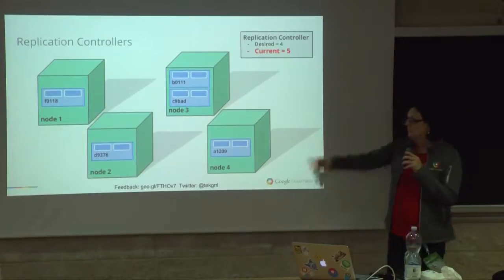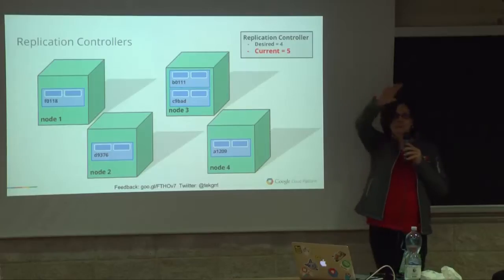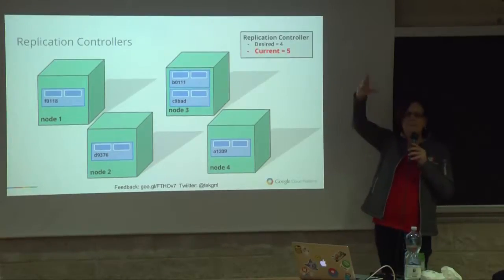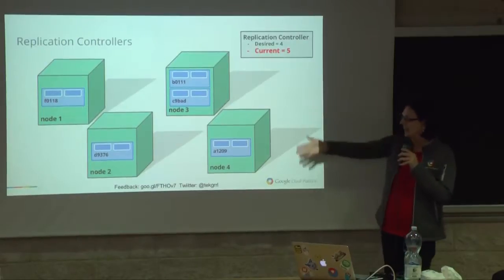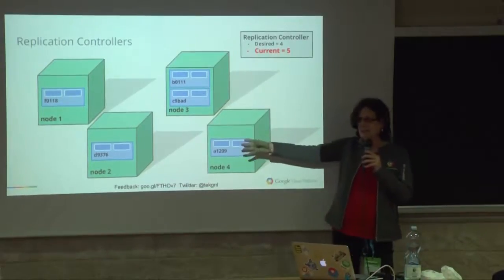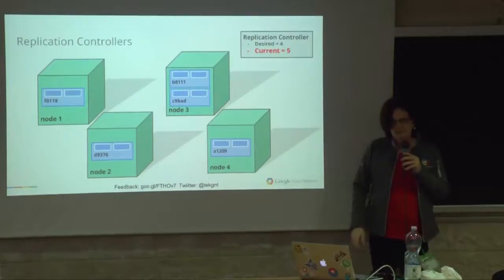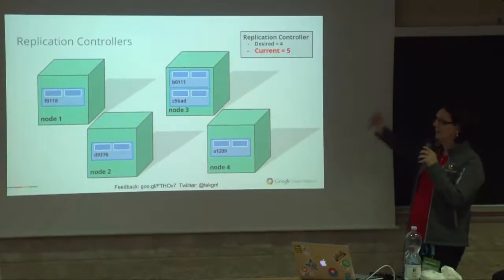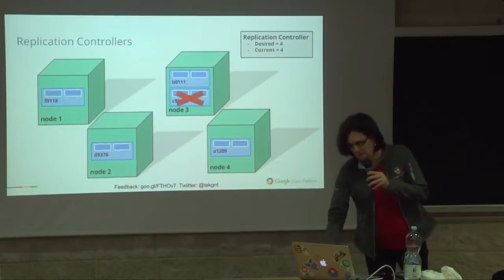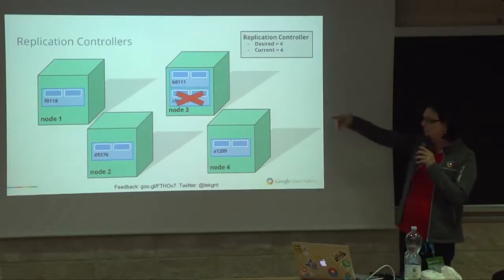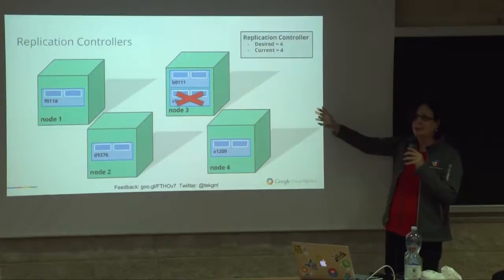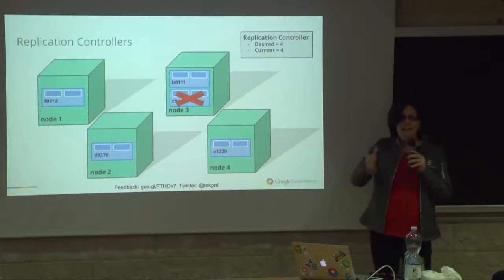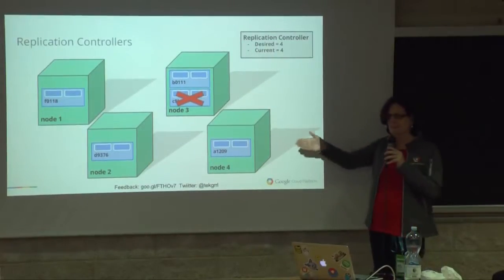But perhaps what happened really was that the top of rack switch got damaged, rebooted for some reason, came back up again, and suddenly we have our node two back again, and we have five pods now. So the replication controller will say, ah, we have five pods. I will kill one of them off. And so it goes back and kills one of them. But it could kill any of them. There is no ordinality. There's no idea that one of these pods is better than the other.